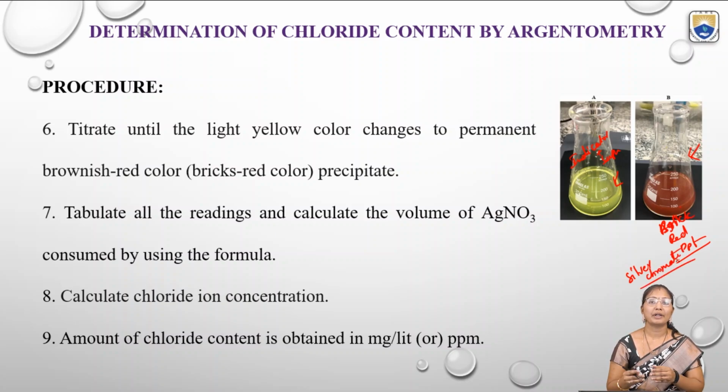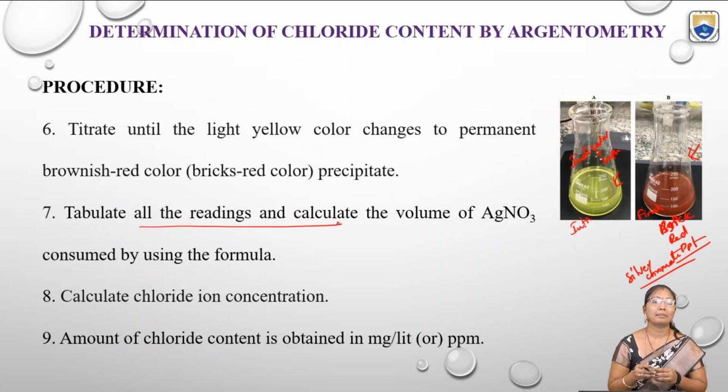Here potassium chromate releases chromate ions, and the silver present in the silver nitrate releases silver ions. The silver ions and the chromate ions react and form silver chromate. This is the end point. So this is the initial, this is the final. So before titration, after titration.